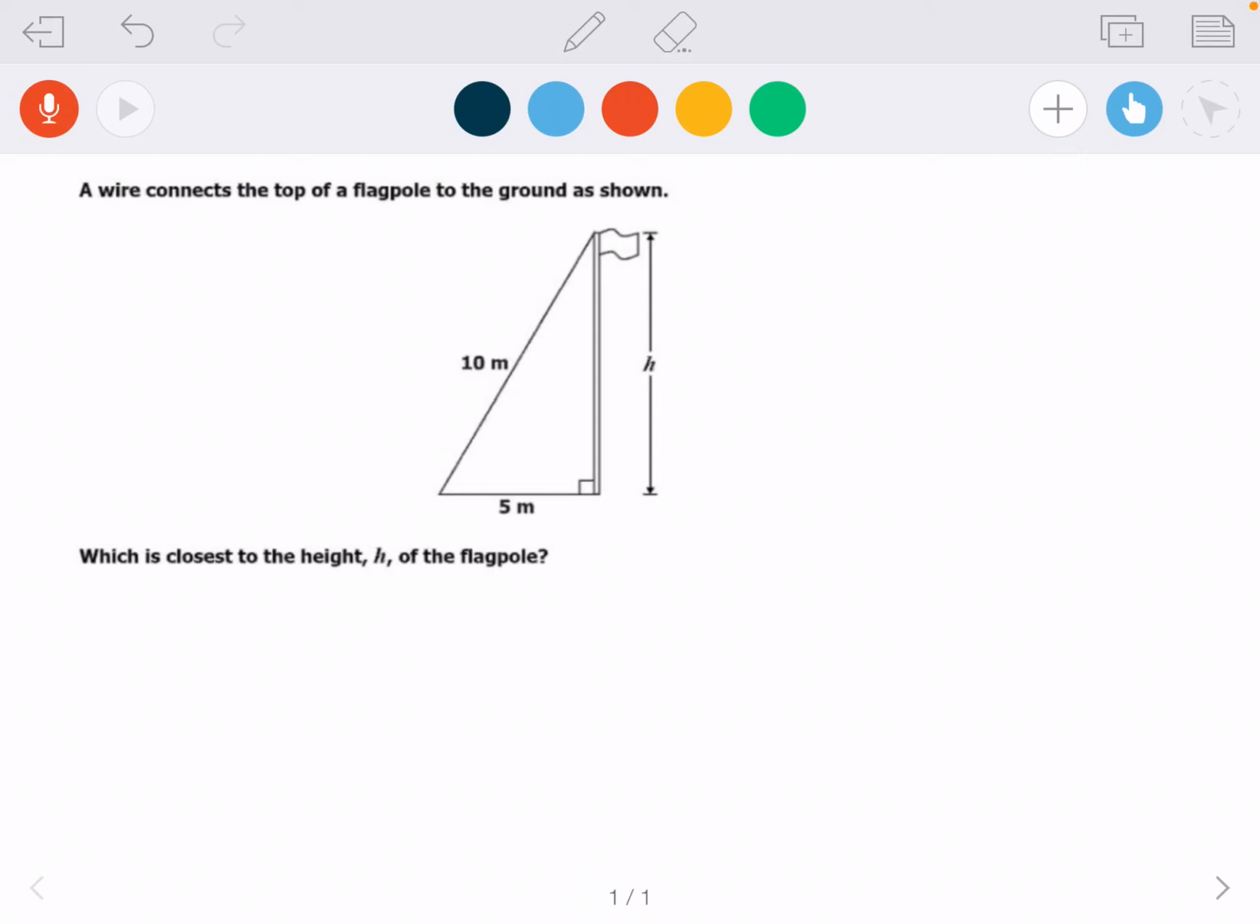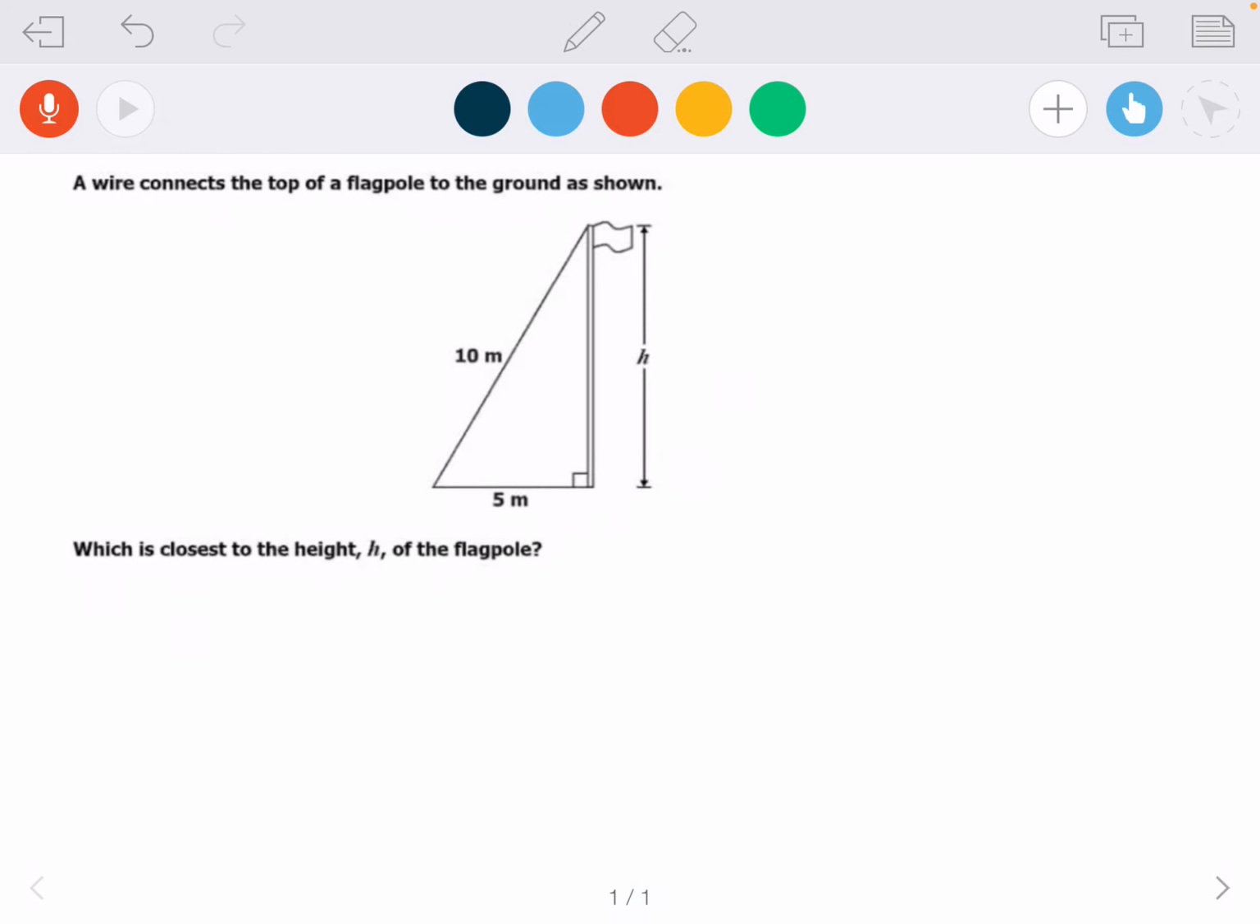So a wire connects the top of a flagpole to the ground as shown. What is closest to the H, or height, of the flagpole? So in this problem, we have a right triangle, and we need to figure out what this missing side is. What is this missing side that's labeled as H, or height?